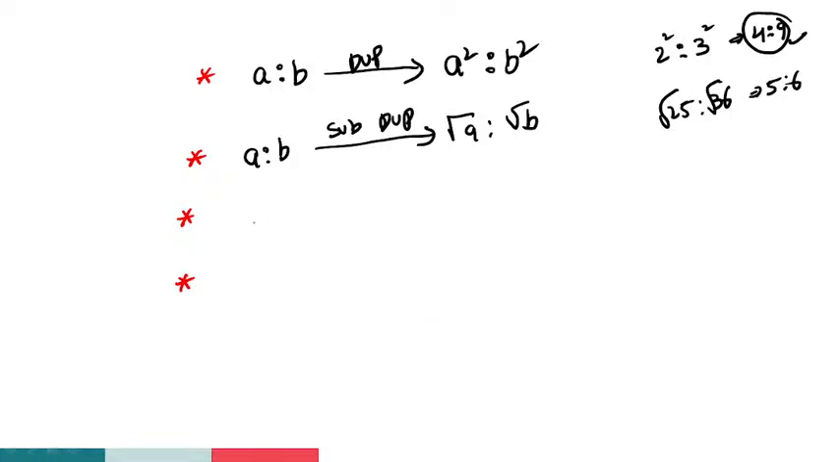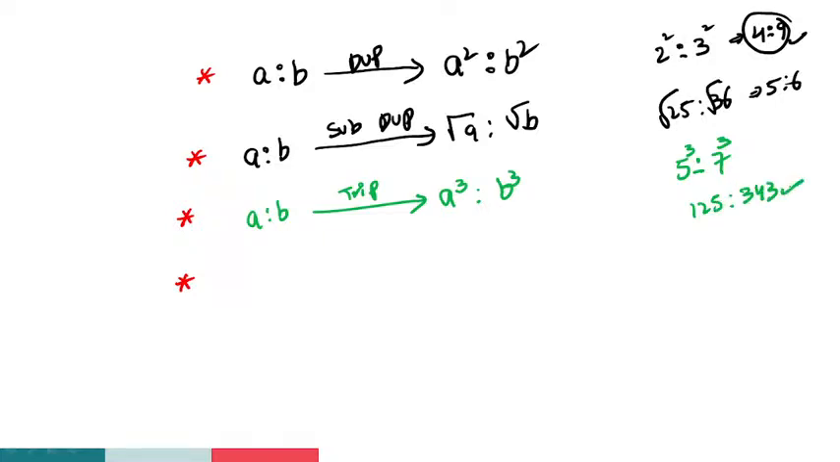And coming to the third point, A is to B triplicate ratio. The triplicate ratio is A cube is to B cube. For example, 5 is to 7. The triplicate ratio is 5 cube is to 7 cube. 5 cube is 125, 7 cube is 343. Then the answer is 125 is to 343. Just remember, guys, A is to B triplicate ratio is A cube is to B cube.